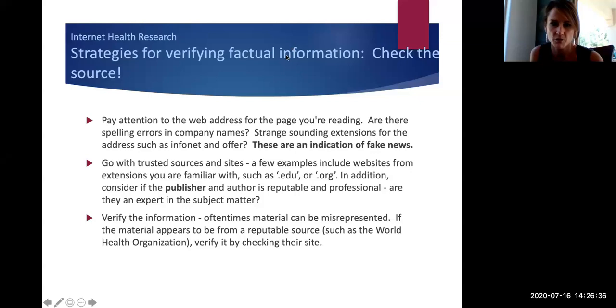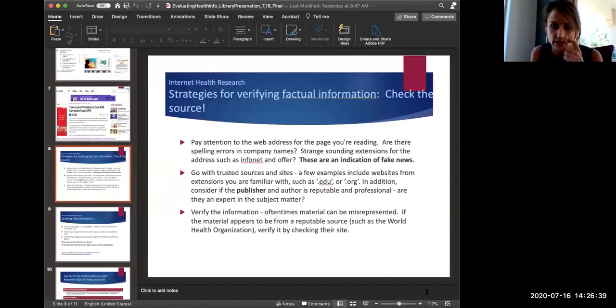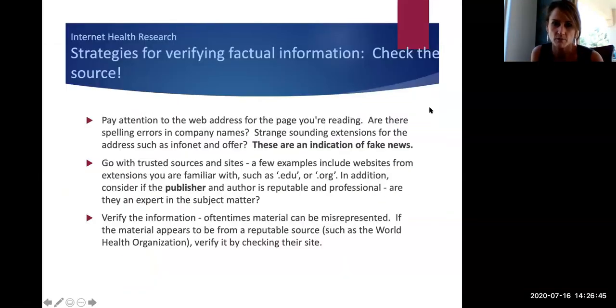Another one is that there's strange sounding extensions for the address, such as Infonet or Offer. So again, this goes back to become familiar with the credible website and locations, and just make sure that that's what you're looking at. So that other thing about the extensions is you want to be sure that it's something you're very familiar with, and you can tell Infonet is obviously going to have some type of profit behind it. It's a marketing type thing. So that's an example of fake news, when it's spelled wrong, or if the extension at the end is something that you're questioning. And then, just like we were already saying, always go with trusted sources.